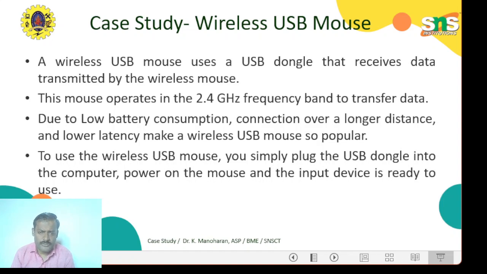To use a wireless USB mouse, simply plug the USB dongle into the computer, power on the mouse, and the input device is ready to use. Just a simple thing: plug in the USB dongle and then turn on the switch on the mouse.